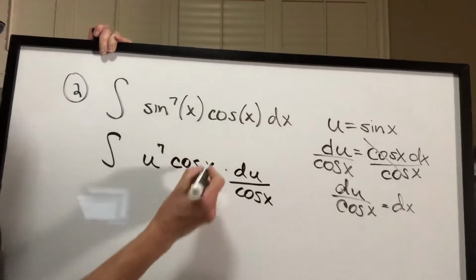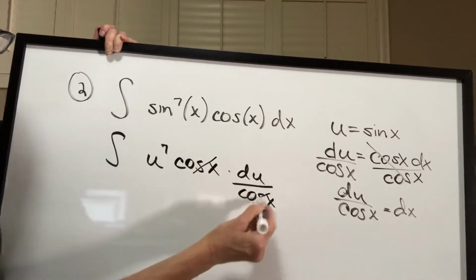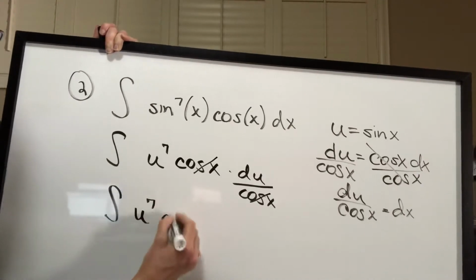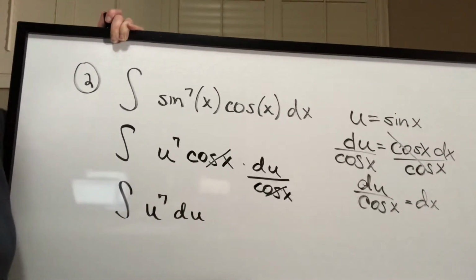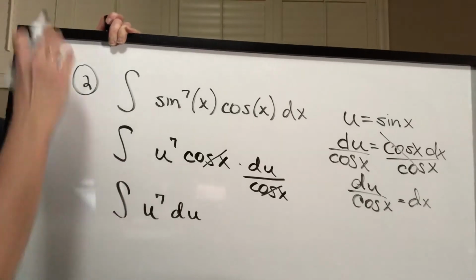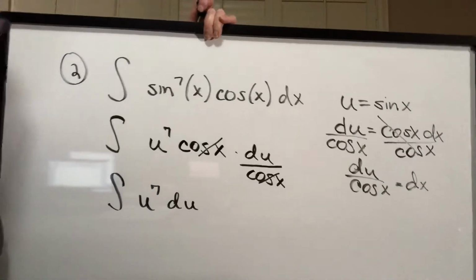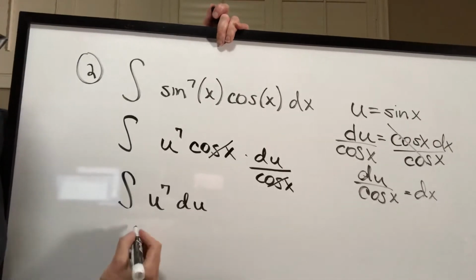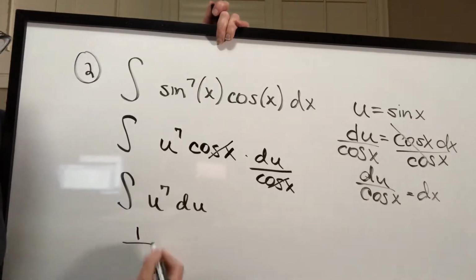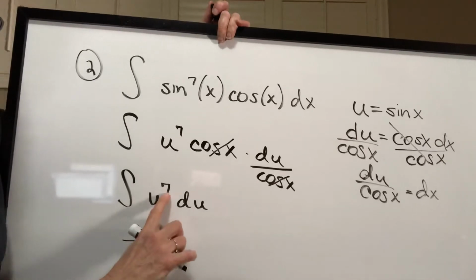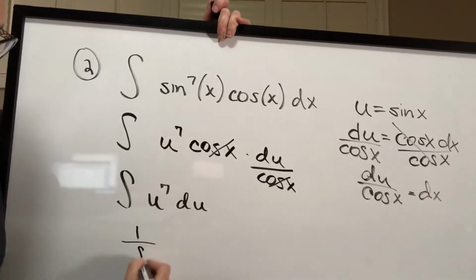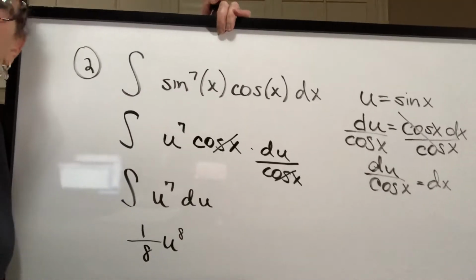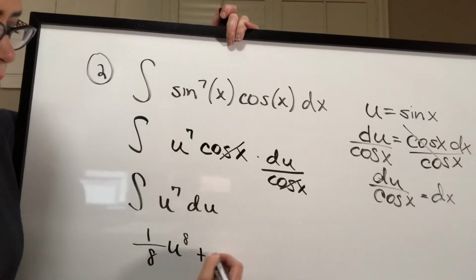So in this case, the cosines would cancel. And we're left with the integral of u to the 7th du. Now when you take the integral of u to the 7th, remember this is like a polynomial with an exponent. So remember you write it as a fraction, so it would be 1 over this number plus 1, so that would be 8. And then the exponent is the same thing. Add 1 and it would be 8. And then plus c.